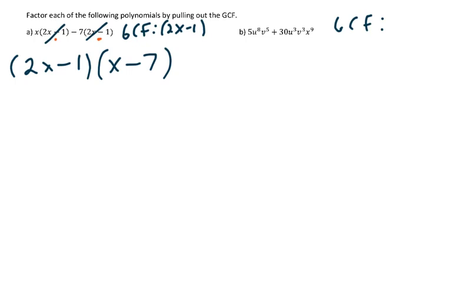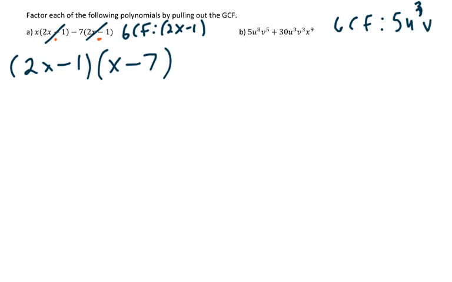So when I have a bunch of variables and a bunch of numbers, I want to look for the biggest number that goes into both of these. And so if you look at 5 and 30, the factor they have in common is 5. And then I'm going to look at each variable and say how many powers of that variable can I pull out. So when I look at the u's, the most I could pull out is u to the third, because the first term has 8 of them, the second term has 3 of them. If I try to pull out more than 3, the second term doesn't have enough.